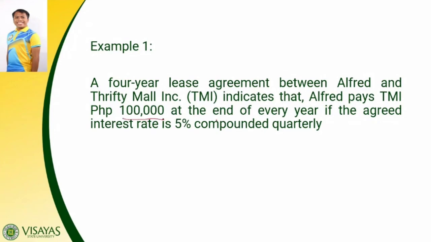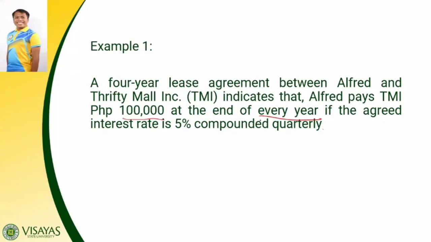At the end of every year, if the agreed interest rate is 5% compounded quarterly. So here, in this example, the payment period is the whole year. Every year. So meaning, the payment period is a whole year.